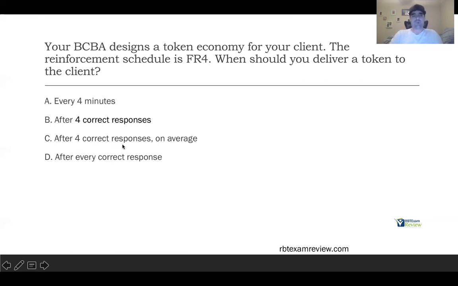C, after 4 correct responses on average. That's the key, right? What is on average? That means it's variable. That would be a VR4. And then after every correct response, no, that's FR1, continuous. We have an FR4 after 4 correct responses. Basic reinforcement schedule questions should be very simple, right? If you know what each stands for, if you know your VR, FR, FI, and VI, these questions should be very easy.